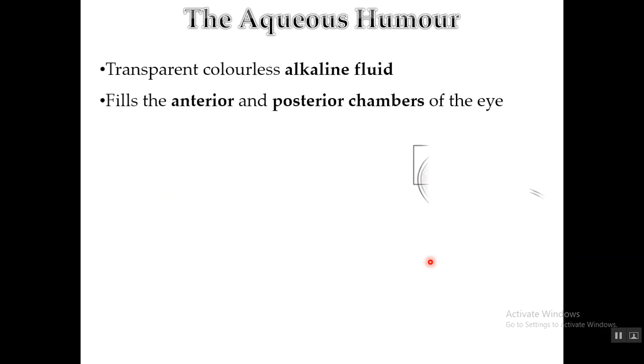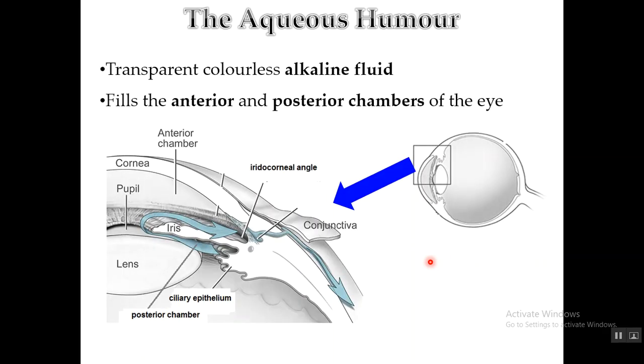One of the refractive media of the eye is the intraocular fluids: the fluid in front of the lens and the gelatinous material behind the lens. The fluid in front of the lens is called aqueous humor. What's meant by aqueous humor? As we can see here, this is the aqueous humor present in the chamber. This is the cornea, and this is the lens. This chamber in front of the lens is called the aqueous chamber.